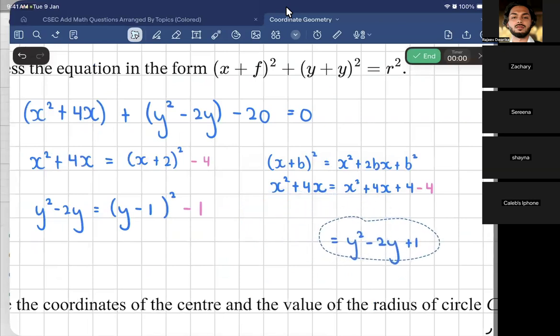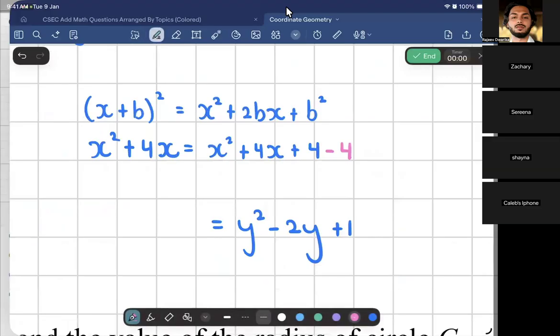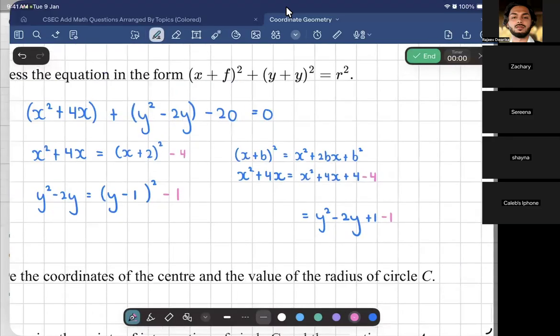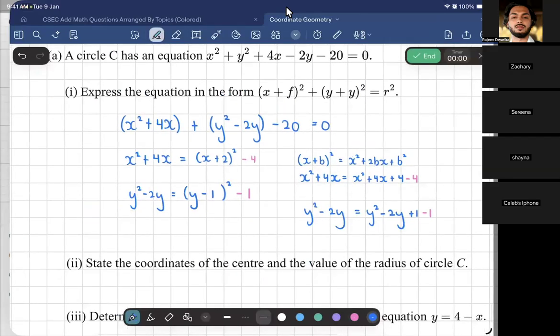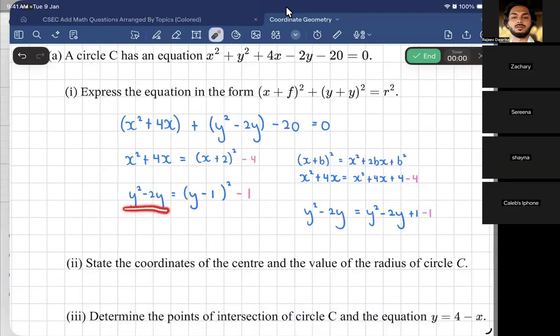Yes, sir. I think you all could. I want you all to be able to do it in your head without expanding it. Save time. Right. So Serena and Shayna and Caleb, let's see what happened in here. y squared minus 2y is just y minus 1 squared, but I had to take away a 1 because I remain with an excess 1. You understand now, right?